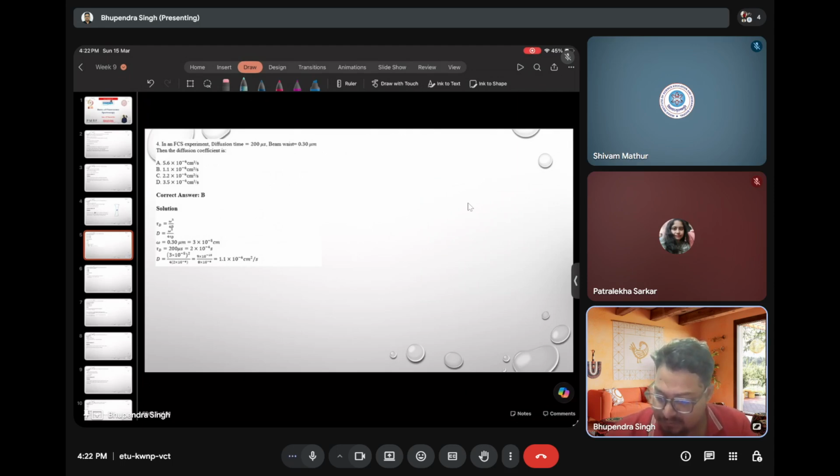Tau d is 200 times 10 to the power minus 6, and the omega is also given, 0.3 micron, you can convert it to centimeter, and then you can simply calculate the diffusion coefficient. That equation is written in the solution, tau d equal to omega square divided by 4D.